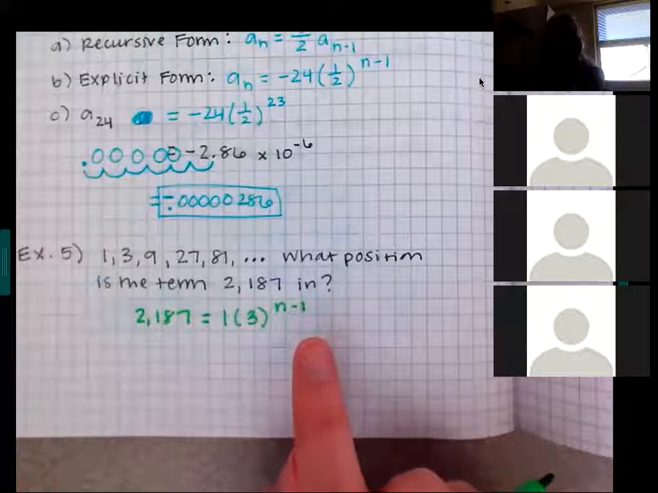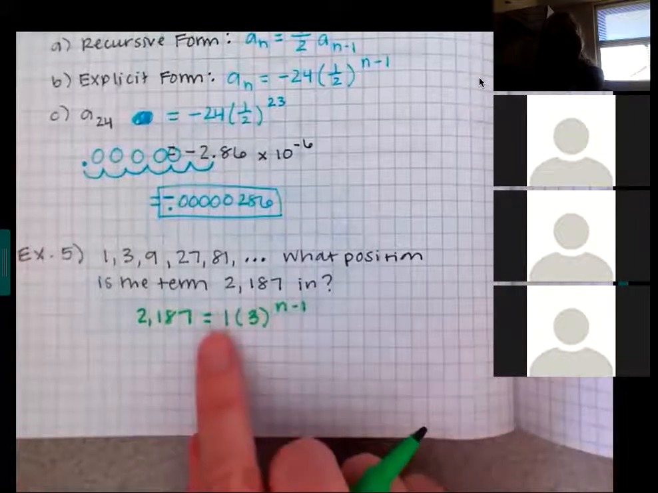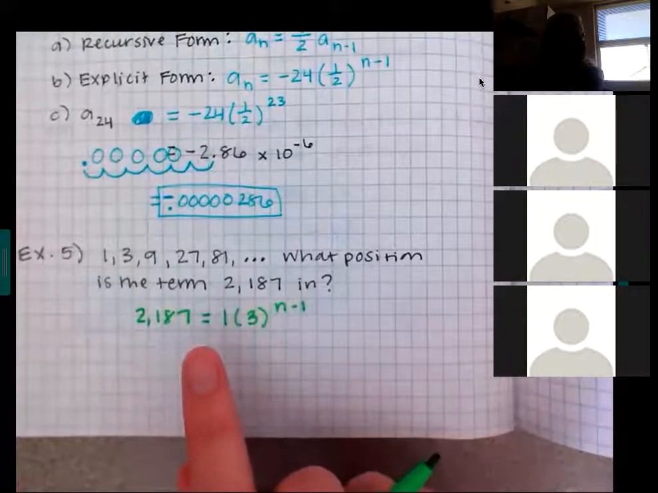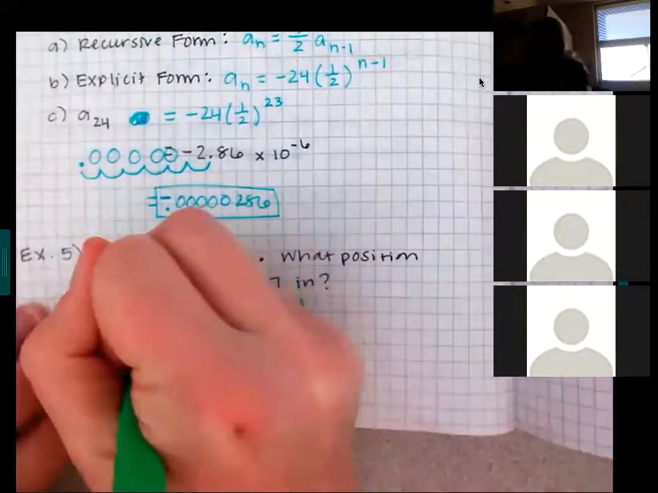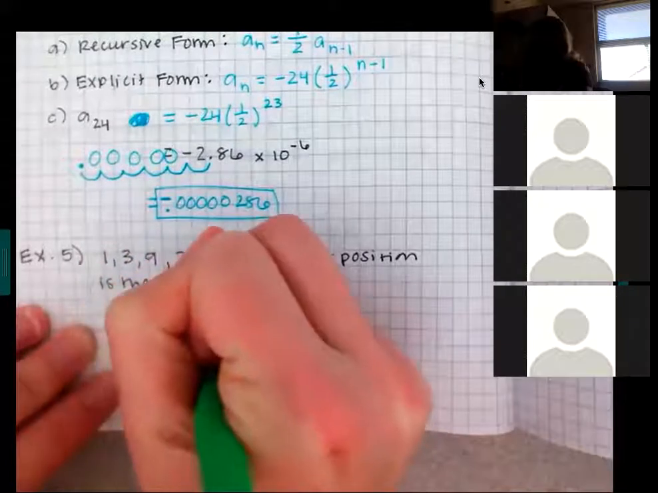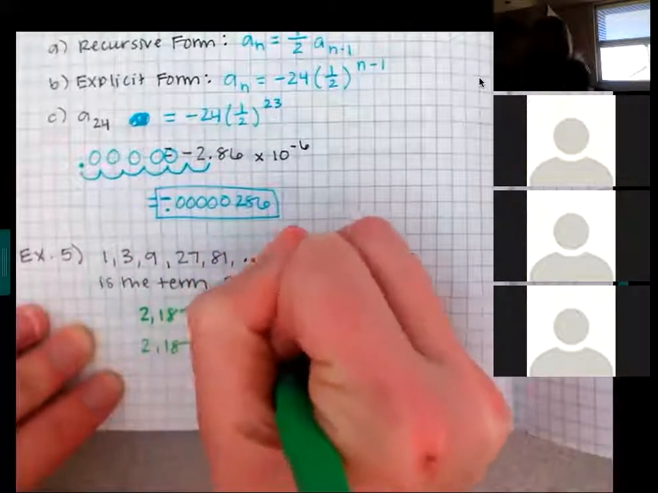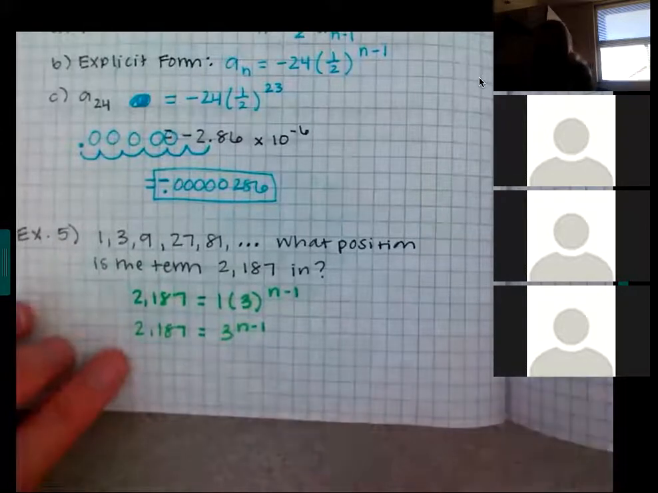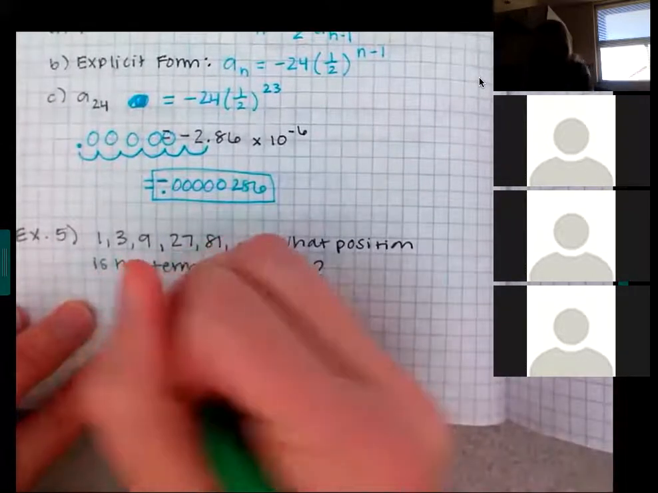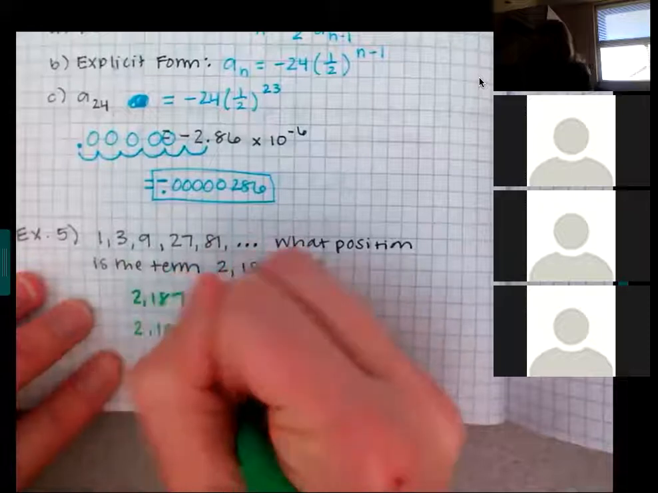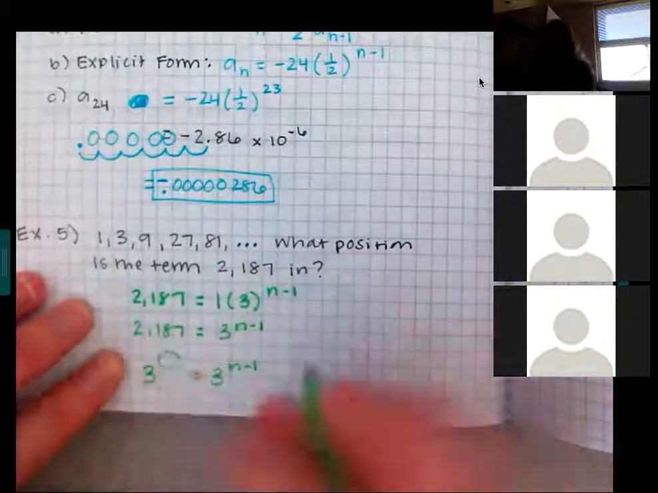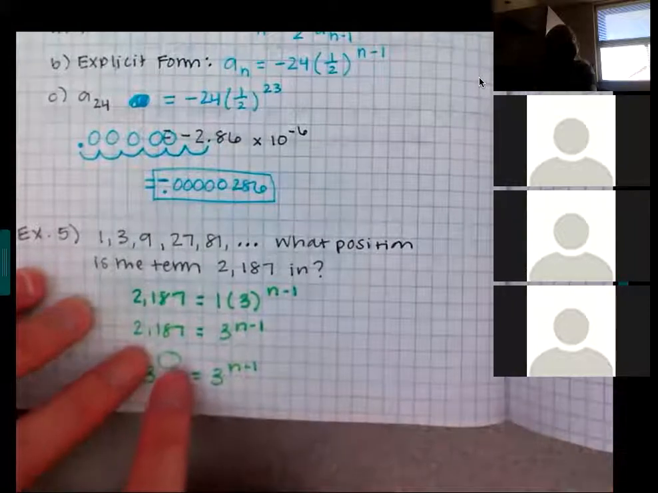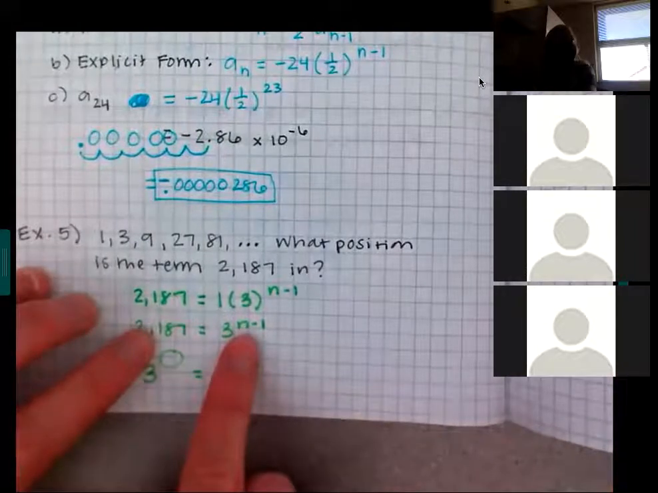Me, I would guess and check on this one. You got to divide the number out front first, but it's a 1. So when I divide by 1, is anything going to change? No. So I'm going to leave it as 2,187 equals 3 to the n minus 1. And then I'm going to start trying to see 3 to the what will equal 3 to the n minus 1, because 2,187 should be 3 to some power if I'm supposed to have them equal.